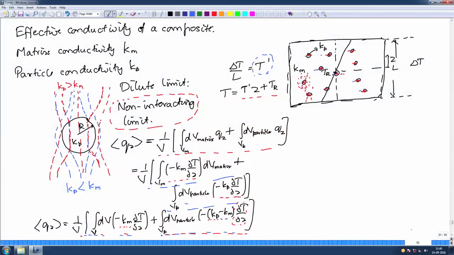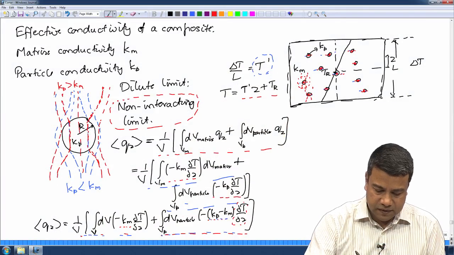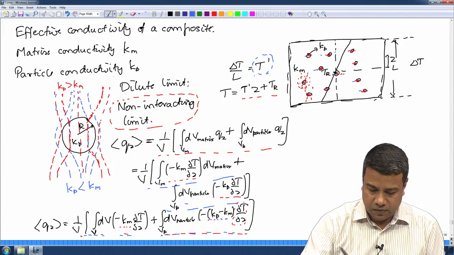If the particles were not present, the flux would just be along the z direction. However, since there are particles present, there is going to be a distortion of the flux. As I showed you in the previous lecture, if the particles had a higher conductivity, the flux lines would come in towards the particles, whereas if they had a lower conductivity, the flux lines would go out.